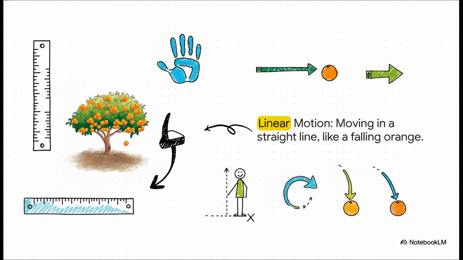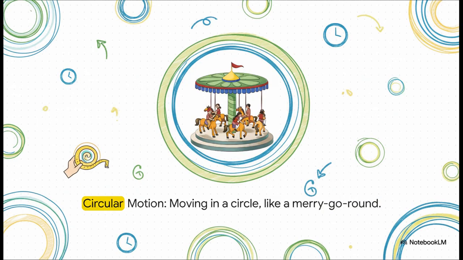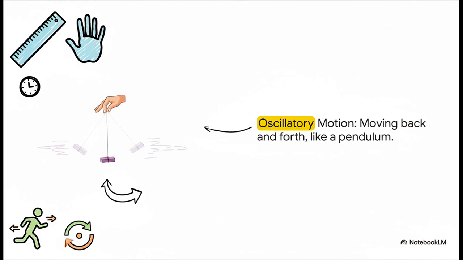That's linear motion. Next, we have circular motion. Again, the name says it all. This is when an object moves along a circular path. The best part is it always stays the same distance from the center. Like the blades of a fan, or your favorite ride at the park, the merry-go-round. That's all circular motion.